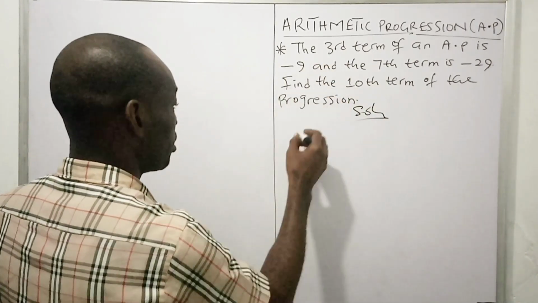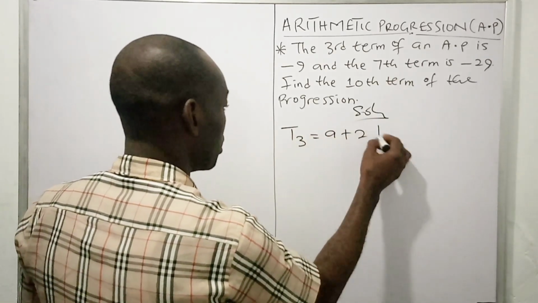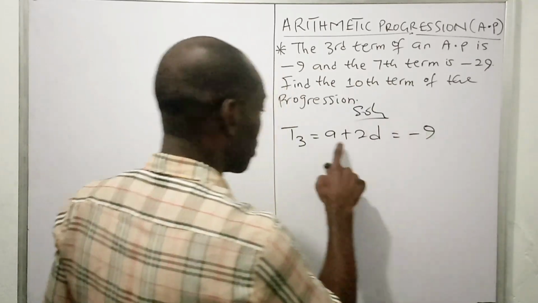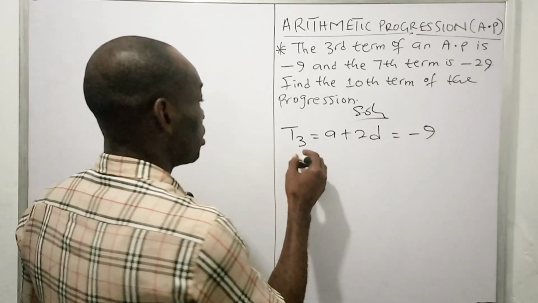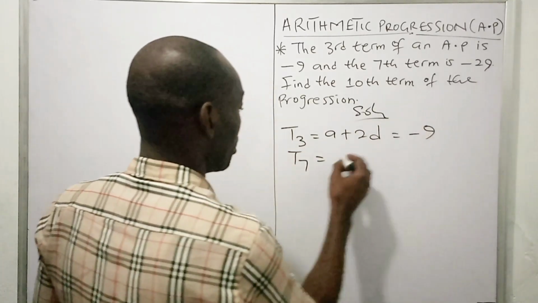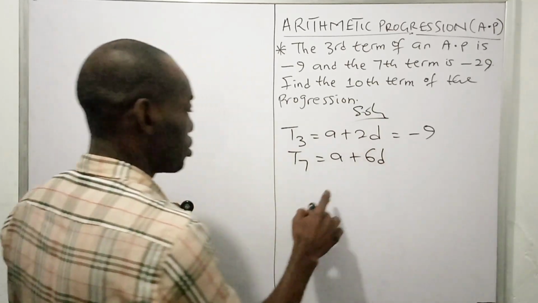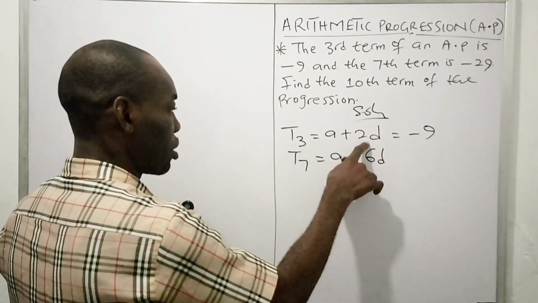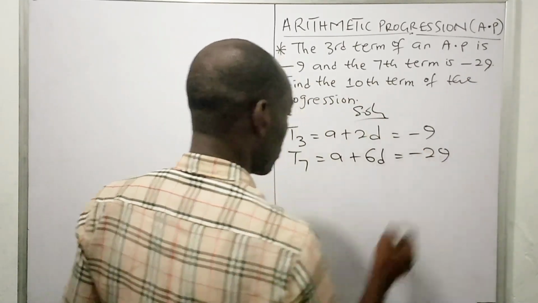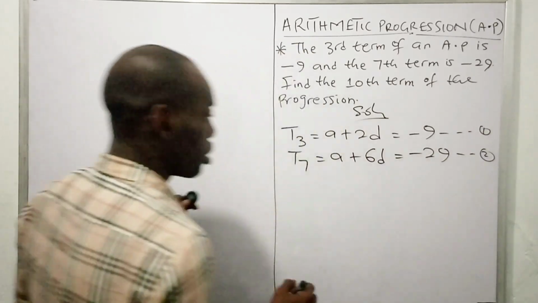The third term is minus 9, and our T3 is A plus 2D, which is equal to minus 9. This is the formula for the third term. Then the seventh term, we are told, is minus 29, and the expression for the seventh term is A plus 6D. You subtract 1 from 7, that's 6. And you have that as minus 29.